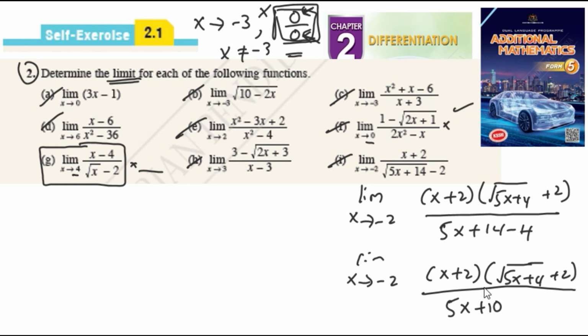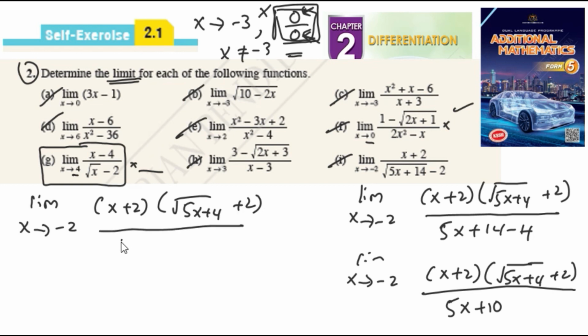So you see here, you can try factorize this. So limit x approaching negative 2. So here you get x plus 2, square root of 5x plus 14 plus 2, and this one would be 5 times x plus 2. So you can eliminate. So after you eliminate, you see here, negative 2, so you won't get 0. So now you can substitute. So you see here, this one is 14, this one is 14, and this one is 14.